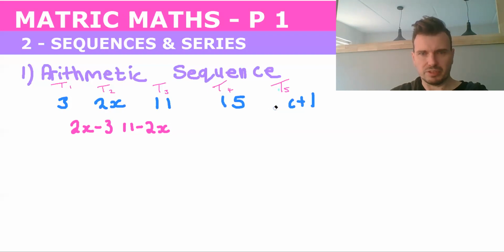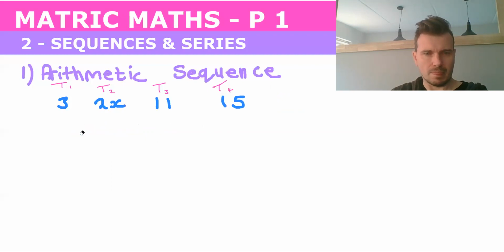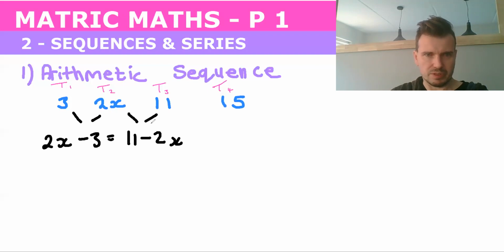Okay, so they wouldn't actually give you T5. They don't need to give you T5. I want to make it a little bit trickier, actually. Okay, so this would be the basic one though. You would just say 2x minus 3 equals 11 minus 2x, because the first and the second difference are going to be the same.